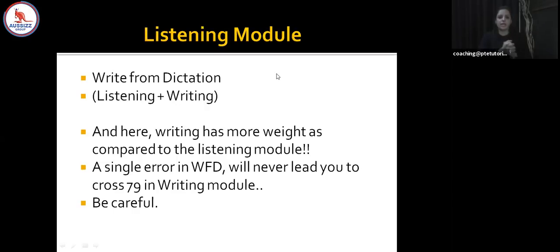And one more thing. After evaluating thousands of scorecards, I have learned one thing. Here you get more score for writing as compared to the listening module. If you commit one single error in Write from Dictation, you may get 79 in listening, but you will never cross 79 in your writing. Either it will be 77, 76 or 78. That's why be careful.